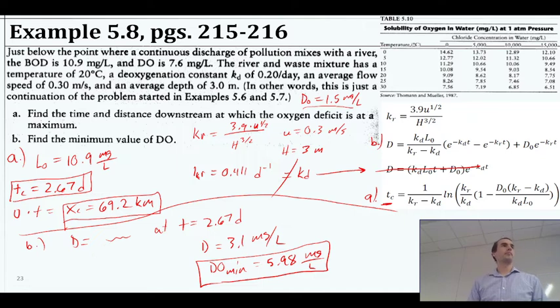Yeah, 9.09 again was coming from the saturation value that we could look up from that table here. And maybe the previous problem, 5.6 or whatever, gave us some chloride concentration to work with. So we could have done that a bit different, but that's okay. All right, so that'll be it for the BOD dissolved oxygen kind of stuff.